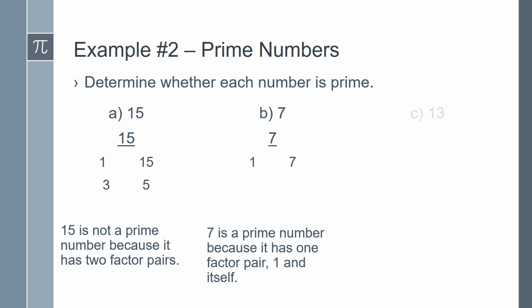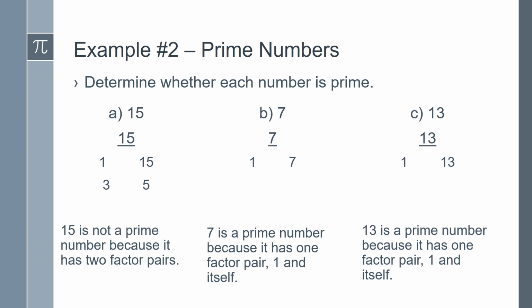Now finally, let's look at part C, the number 13. We write down the first factor pair, 1 times 13. Now we check each individual number between 1 and 13, and between 2 and 12, there are no factors of 13. This means that 13 is a prime number because it has one factor pair, 1 and itself.